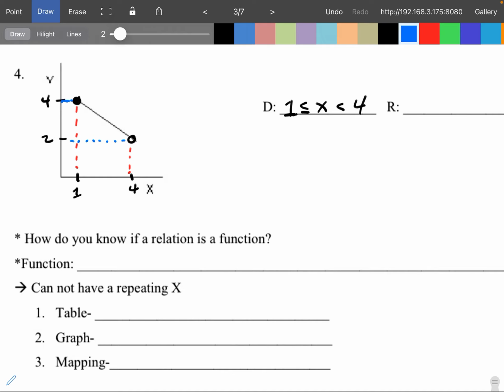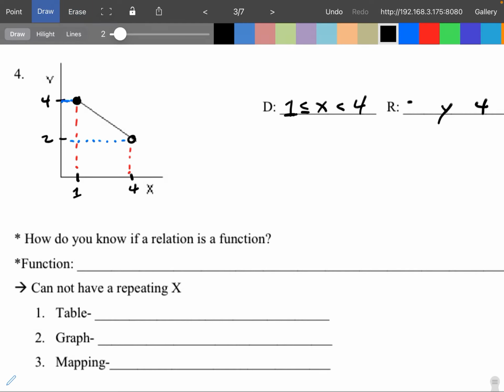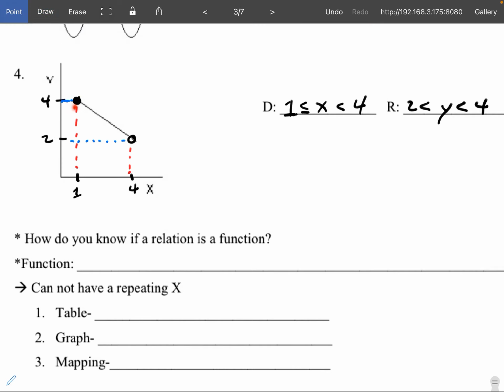And then for the range, what's our smallest y value? 2. Yep. And what's our largest y value? Yep, 4. So that means our y values for the range, remember the range is the set of all the y values. Our smallest y value was 2, and our largest y value was 4. And we want all the y values in between 2 and 4. So we put a less than and a less than.